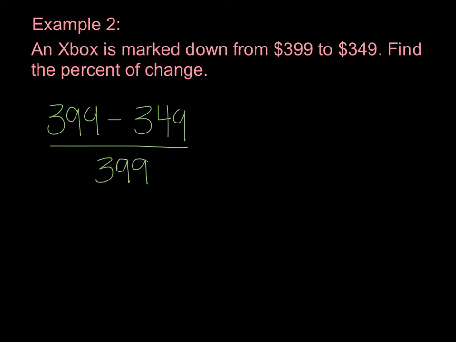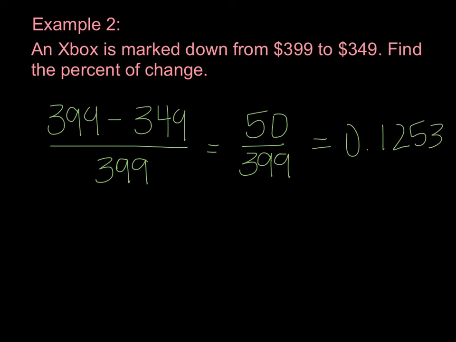Now we're just simplifying. $3.99 minus $3.49 is a difference of $.50 divided by $3.99. Yes, you can use a calculator to find this. So let's divide 50 divided by $3.99. And that comes out to 0.1253, and it keeps on going, but we can stop there.